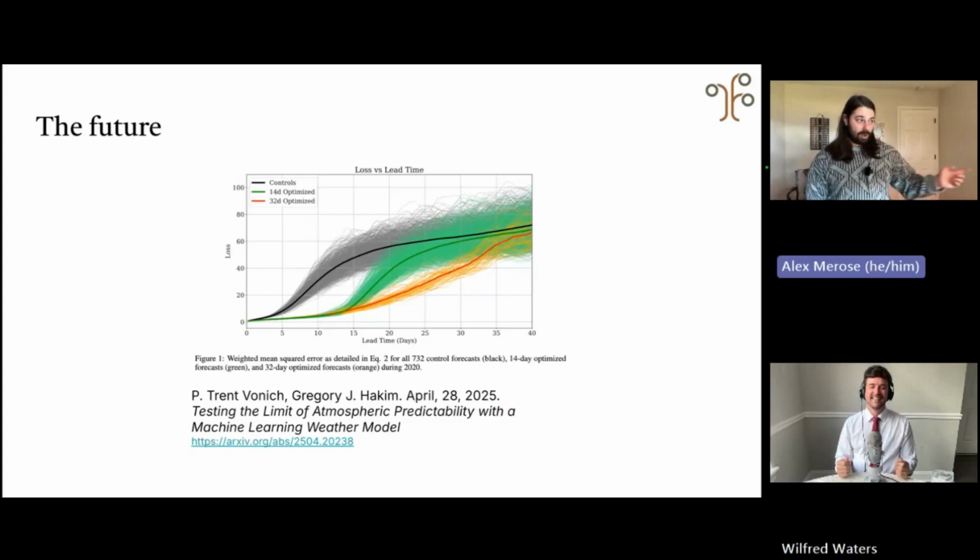Researchers at the University of Washington asked themselves, what really are the theoretical limits of predictability? Lorenz kind of unofficially set the limit at 2 weeks.